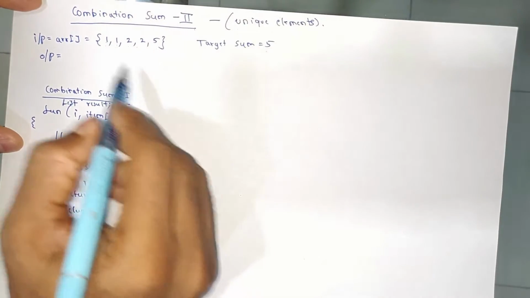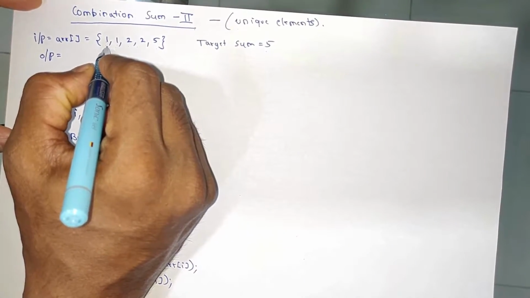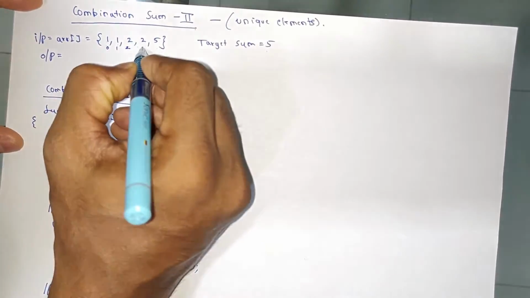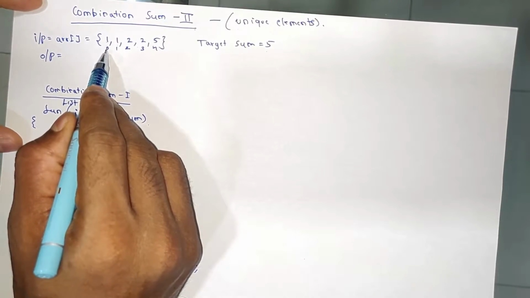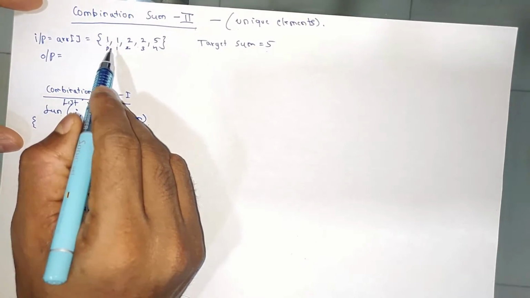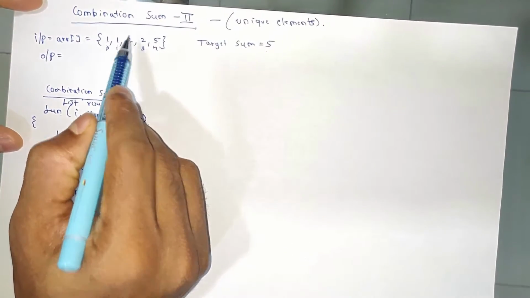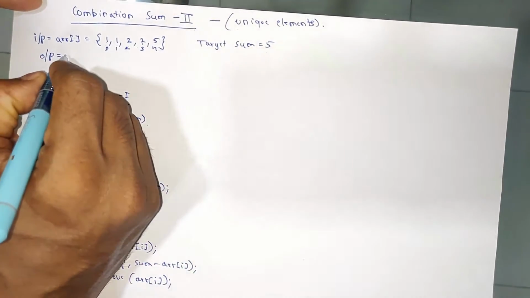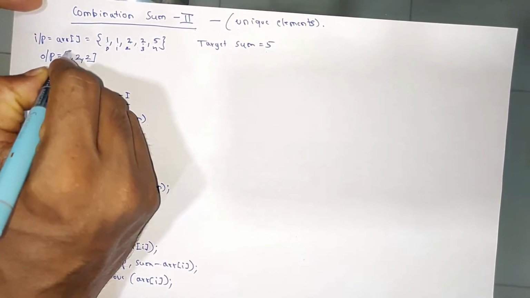So if I write down the output, let me index it down: 0 1 2 3 4, right? If I am standing at the 0th position, which elements can I pick to make a sum of 5? I can pick 1 and I can pick 2 and then 2, right? So one combination is 1 2 2, right?